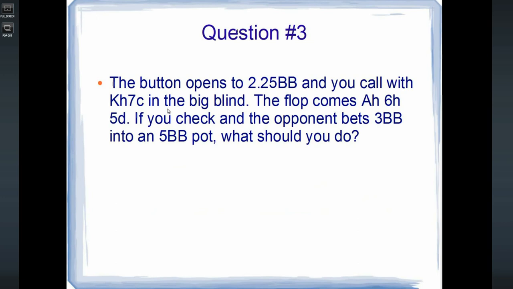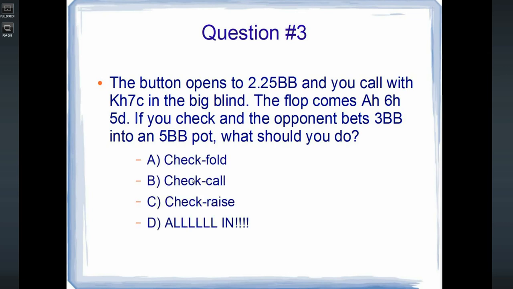The button opens to 2.25 big blinds, and you call with king of hearts, 7 of clubs in the big blind. The flop comes ace of hearts, 6 of hearts, 5 of diamonds. If you check and the opponent bets 3 big blinds into a 5 big blind pot, what should you do? Well, you should be familiar with all 3 of these options. D is not really a real option. I just wanted a D. If you did pick D, you've got some pretty big leaks. All right, so pause for a moment and think, and then see what I have to say.